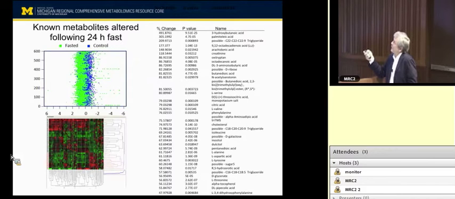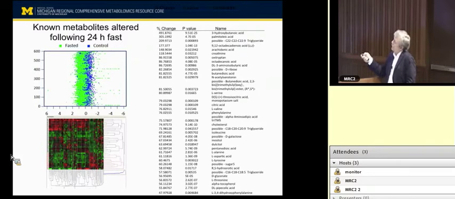You can see that if you look at the known metabolites that are altered following a 24-hour fast, and you look at this as a Z-transformed data plot, the fasted and controls mostly overlap. The controls and the fasted tend to separate a little bit, but then there are metabolites that are highly differentially changed under the fasting condition compared to the control condition. So these metabolites go up or down in comparison to the median.